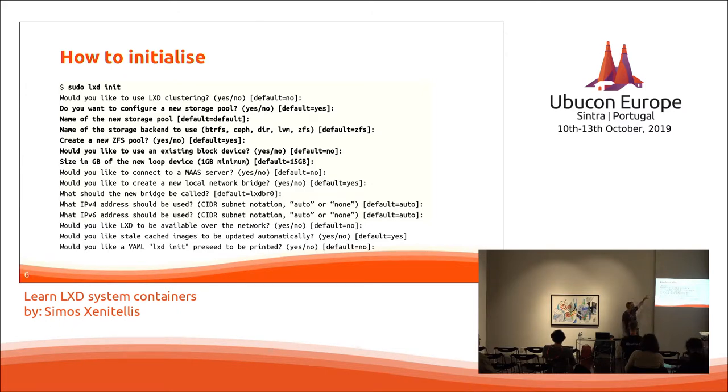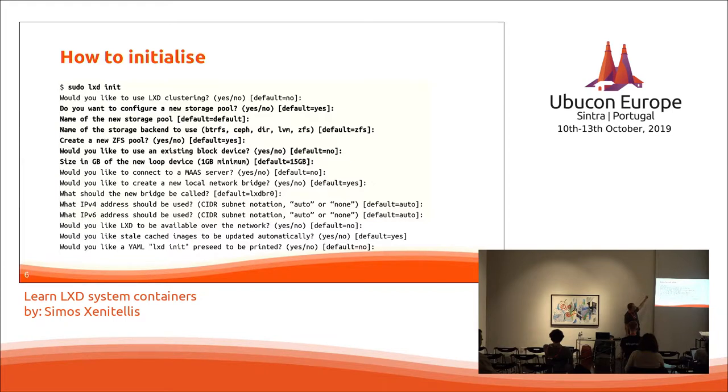The next block of questions, which are in bold, all have to do with where to store the containers. Here, I just press Enter. This makes sense for Ubuntu, and it does everything, and I kept the defaults. First question, do you want to configure a new storage pool? A storage pool is a location where you can just put files. So the default is yes, I pressed Enter. Name of the new storage pool, how do you want to name it? It gives me as default the name default. I accept it, I press Enter.